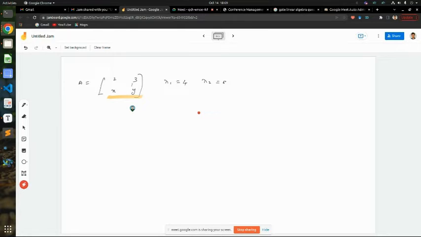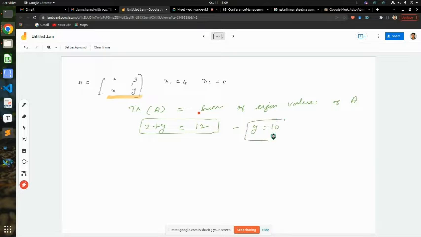Trace of A should be equal to the sum of eigenvalues of A. What is trace of A? 2 plus y. Exactly. So 2 plus y will be equal to the sum of eigenvalues, which is 12. Now from this linear equation, we immediately find that y equals 10. Now let's apply the second condition.